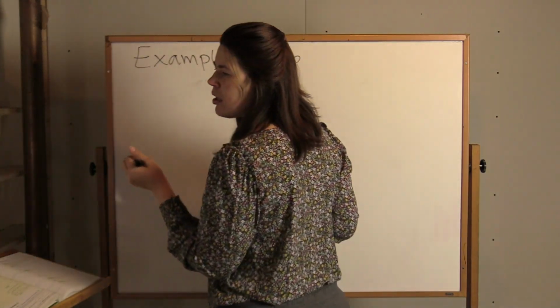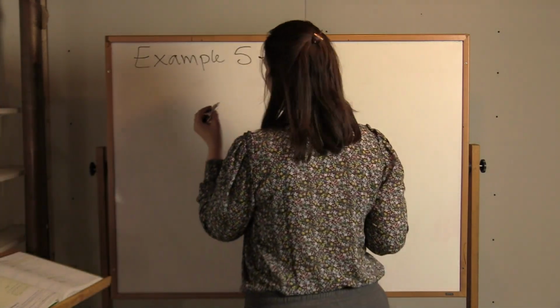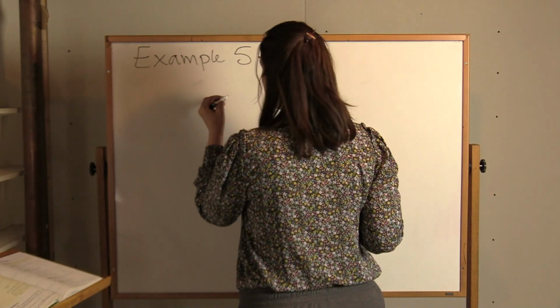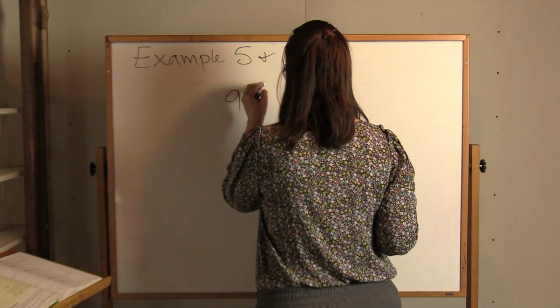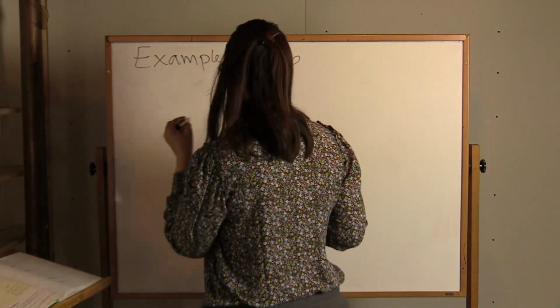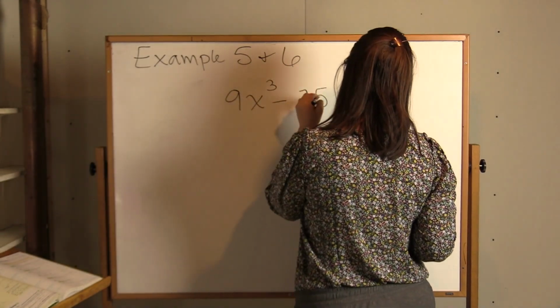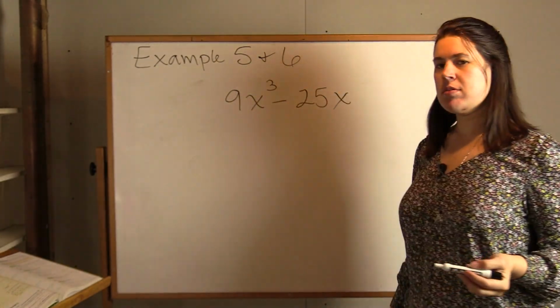So on number 5, we have 9x to the third minus 25x. Okay, what do you notice about this?